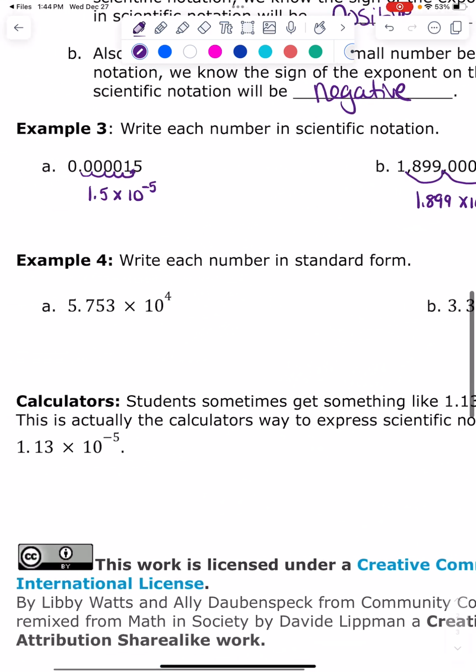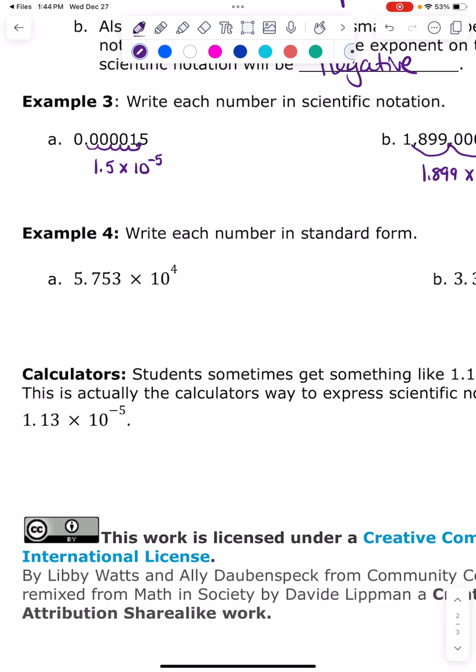All right, let's take a scientific number and write it in standard form. So I take this 5.753. I'm moving the decimal 4 times to the right because it's a big number. 1, 2, 3, 4. I need to add a 0, so the answer is 57,530.